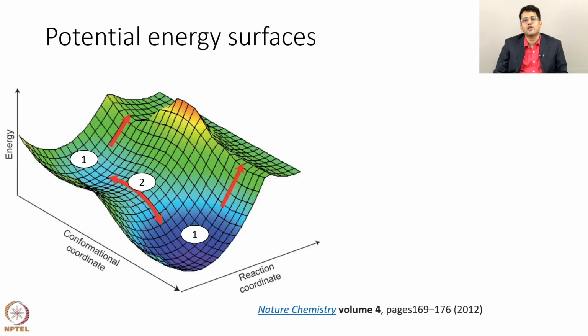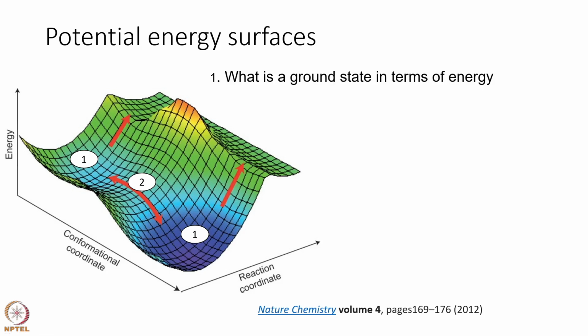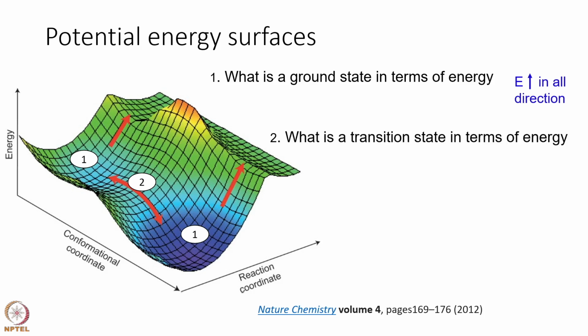And this brings us to the definition of a potential energy surface. A potential energy surface looks like a geographical feature where you have valleys, mountains, and passes. The point 1 which is marked is a minimum energy place, which is the ground state, like a valley. And what is the ground state in terms of energy? If you are in the ground state and go in any direction, your energy will only go up.